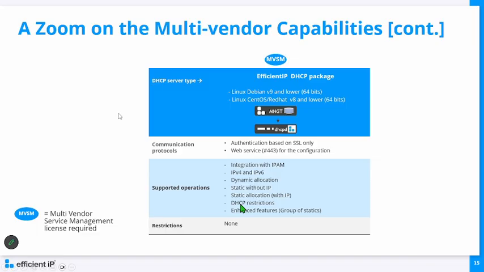So if you want to use your own server as a DHCP server, you can consider using the installation packet from Efficient IP. The only thing is you need a license for that. So you still need the NVSM license.